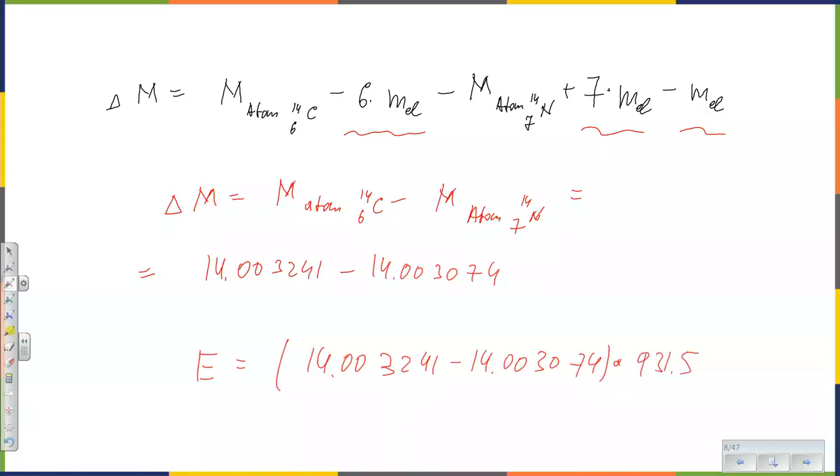So the energy release will be equal to this, in millions of electron volts. So 241 minus 0.74. Energy released per reaction. Yes, so it's per one reaction. If we had more reactions like that, that would provide more energy released.